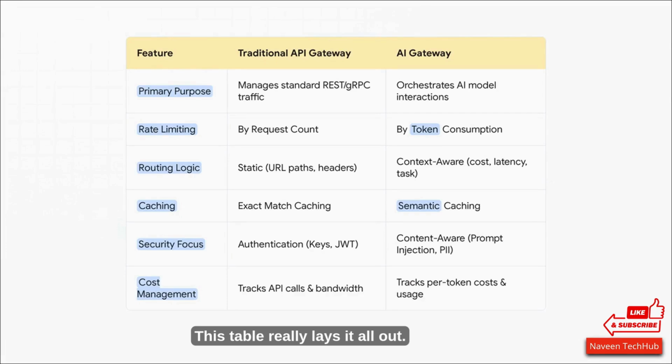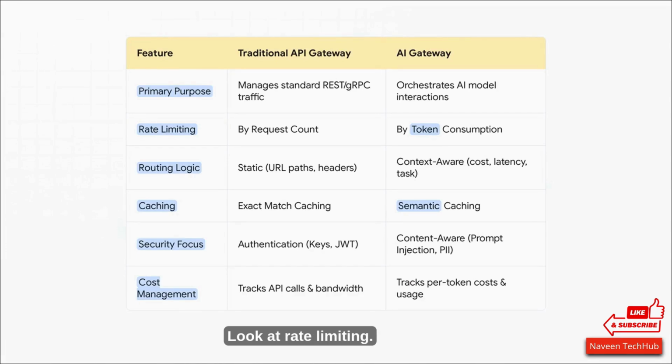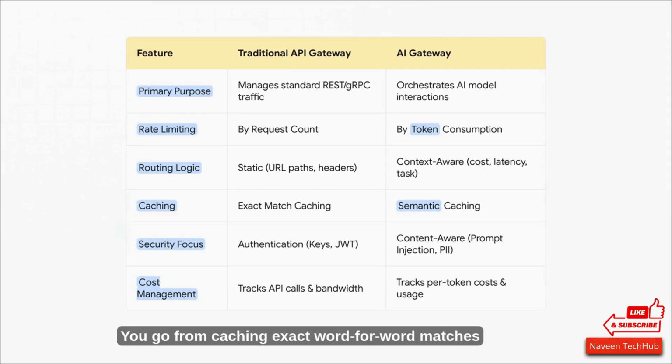This table really lays it all out. Let's just hit the highlights because they're so important. Look at rate limiting. The old way is counting requests. The new way is all about counting tokens, the thing you actually pay for. Or check out caching. You go from caching exact word-for-word matches to understanding semantic meaning. And security? We're graduating from basic authentication to content-aware defense against things like prompt injection. It's a whole different world.